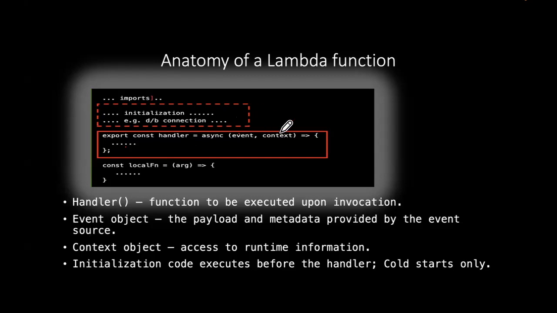The context is the second parameter. I don't think we ever need to use that, but the context would give you access to the micro VM itself if you needed to do that, which we never do. And the initialization code, I've talked about that. So that's the anatomy of a Lambda function.